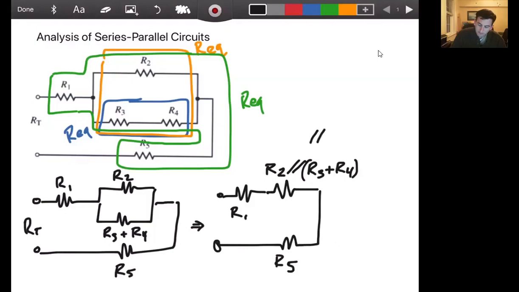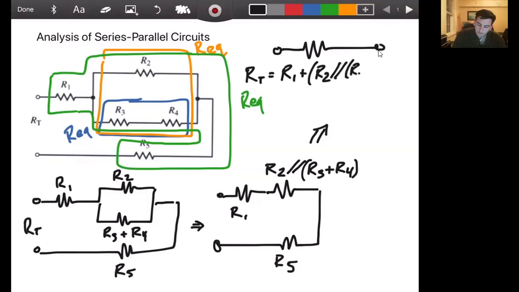And then finally, we can redraw this whole circuit to be one element with the 3 of those in series, which we write as R total is equal to R1 plus R2 in parallel with R3 plus R4, plus R5. Seems complicated, but you do this a few times, it becomes pretty easy.